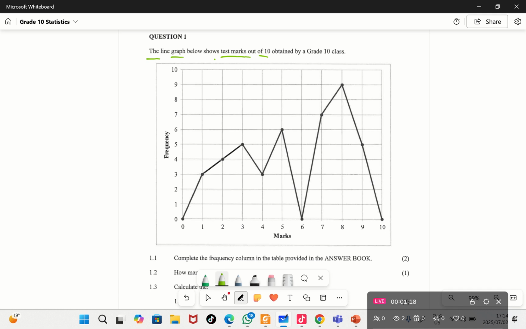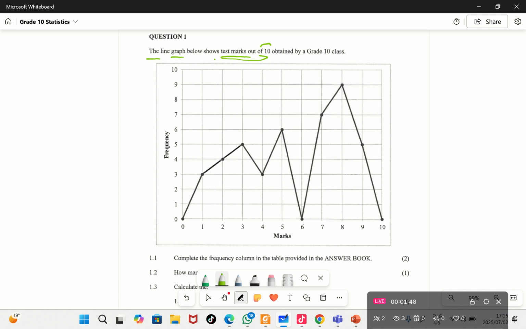Ne? So you are looking at a data set on the marks of a grade 10 class. So this 10 doesn't mean that we had 10 learners. No, it says the test was out of 10. So you must always read this carefully so that you don't make mistakes. All right. Okay, sharp. So now we understand the information.